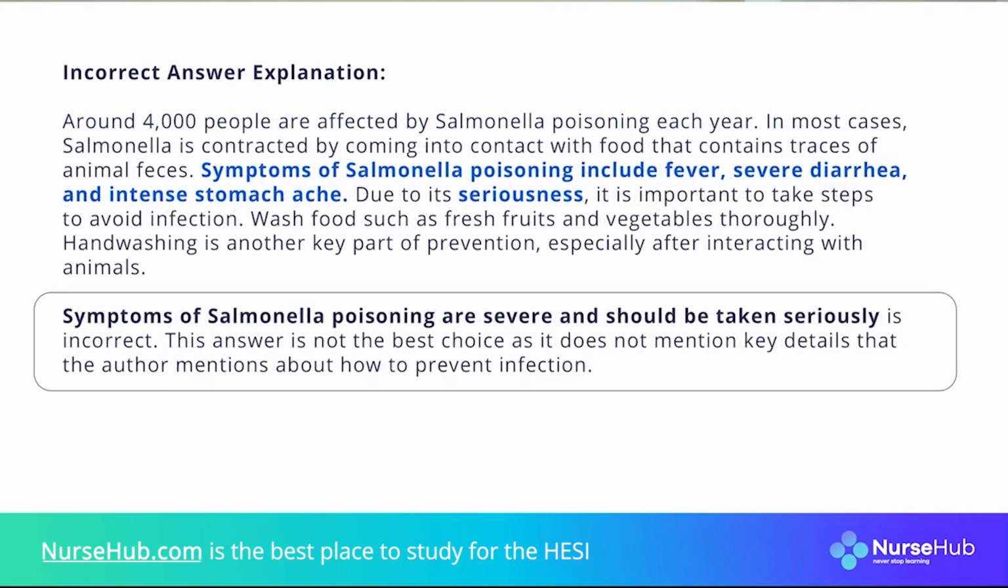All right, here's the next incorrect answer explanation. Symptoms of salmonella poisoning are severe and should be taken seriously. So you may have chosen this one by accident, but this is not the best answer choice, and here's why. It doesn't mention the key details that the author mentions about how to prevent infection, okay? So it does talk about seriousness, and it does talk about symptoms, but it completely leaves out this information about washing your food and hand washing for prevention.